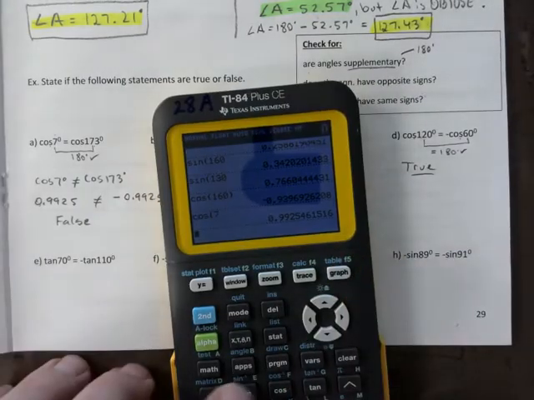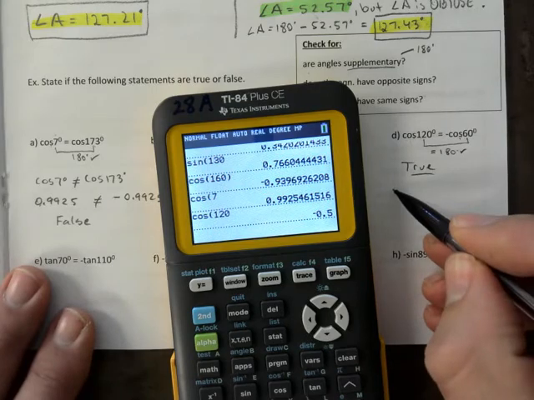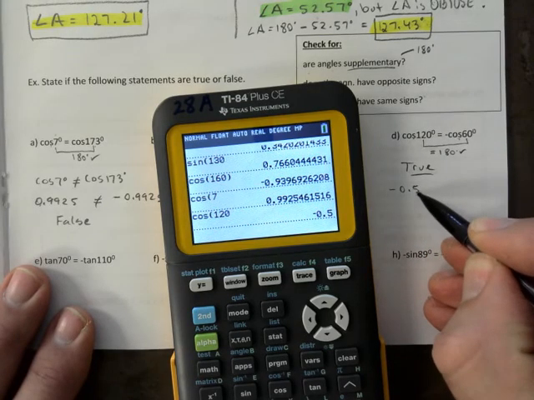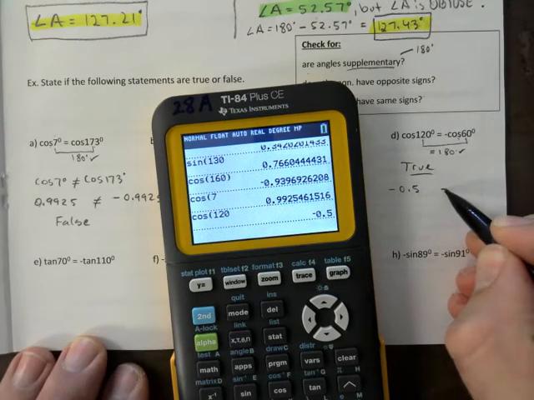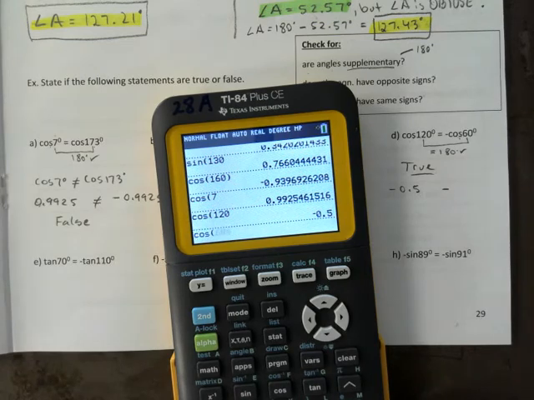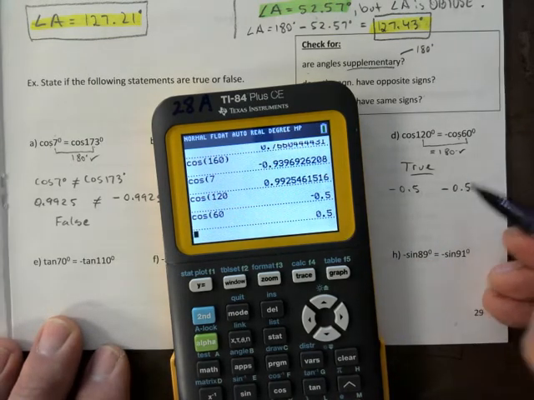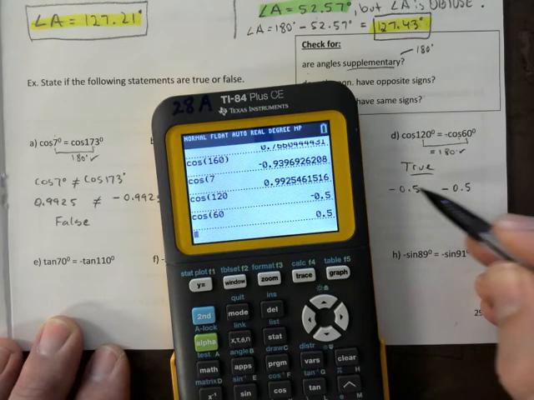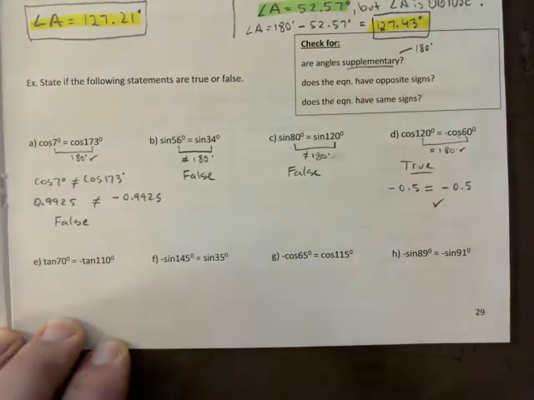Watch. You go cosine of 120, that is negative 0.5, correct? And you're saying that the other side will be negative, right? And what's cosine of 60? Without using the calculator, you already know it's 0.5, right? And that negative there makes sure that both sides are equal. So yes, that checks out to be true.